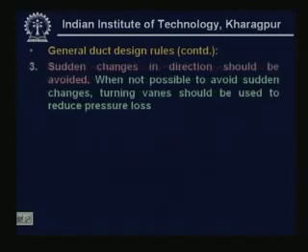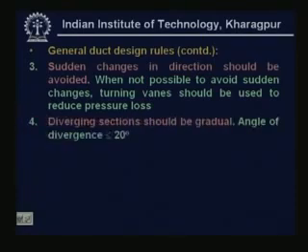And the third rule is that sudden changes in direction should be avoided, okay, because we have seen that if there is a sudden change there will be large dynamic losses, so this should be avoided. And when it is not possible to avoid sudden changes, we have to use turning vanes to reduce the pressure loss. And fourth rule is that the diverging section should be gradual and the angle of divergence should be less than or equal to 20 degrees. That means again this is from the static regain factor point of view, you would like to regain the drop in velocity pressure, so you have to have a gradual diverging section, okay.